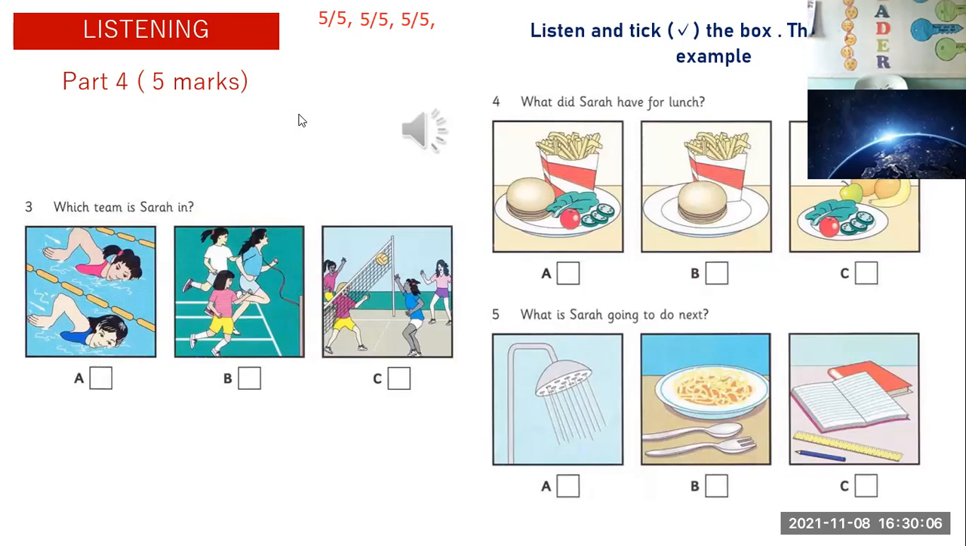4. What did Sarah have for lunch? What did you have for lunch today? Burgers and French fries. Did you have any salad with that? Or fruit? No, I didn't. Sarah, you should always... Dad, stop, please.